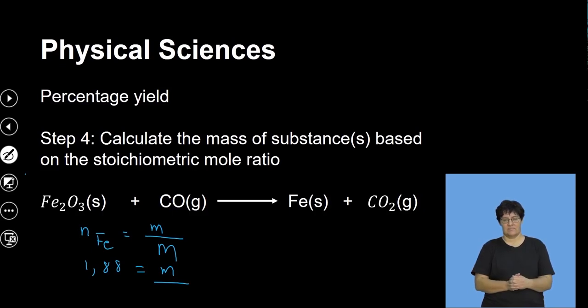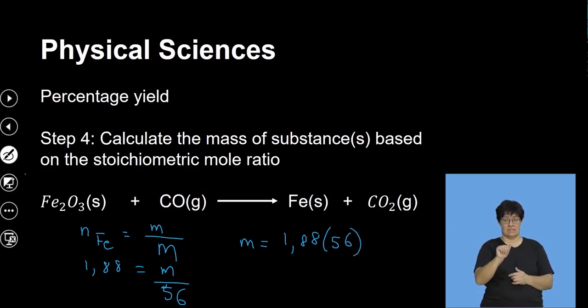The molar mass of iron, the atomic mass, is 56 grams per mole. But remember, the stoichiometric ratio is still 1:2. So our mass is equal to the number of moles, which is 1.88, multiplied by the molar mass, which is 56 grams per mole. What we get here is the theoretical mass of iron that will be formed from the stoichiometric ratio.